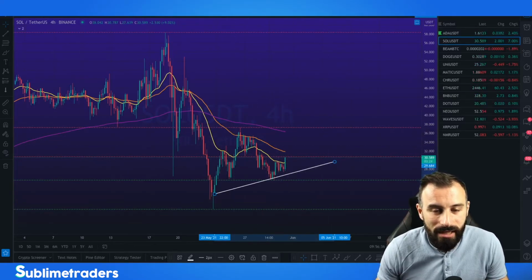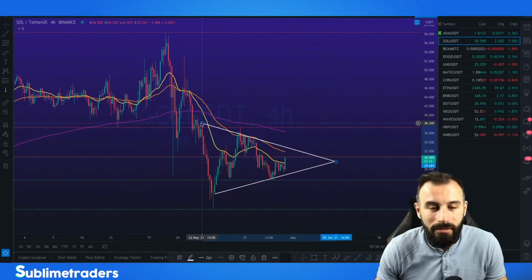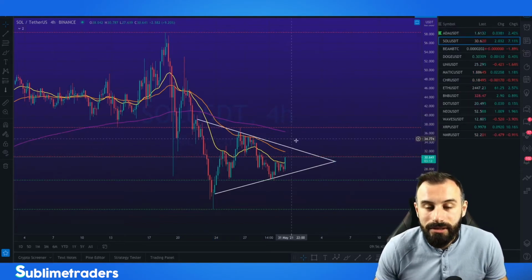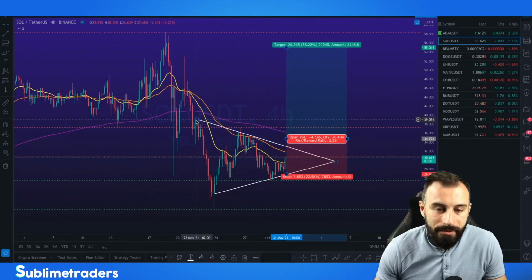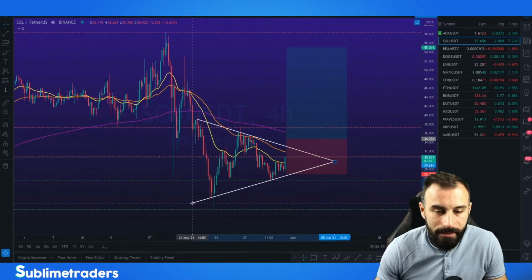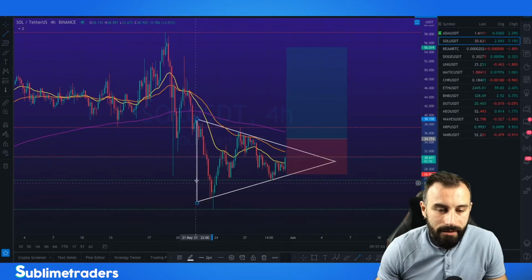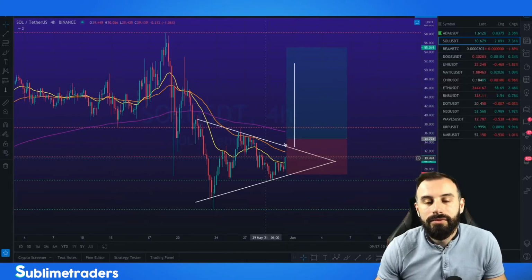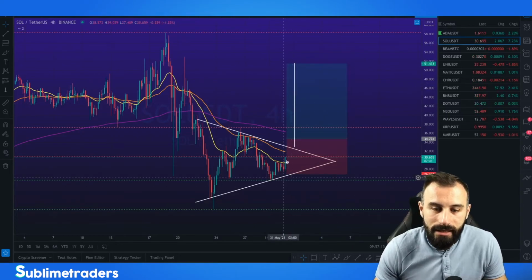So a symmetrical triangle also here, something like this. Not gonna be very precise with it because it's just for the example. And of course an entry somewhere around here, and we can measure the potential of this move by doing the same thing, measuring and plotting 80% of the move if we leave the triangle. So this would be another good trade that we can take.